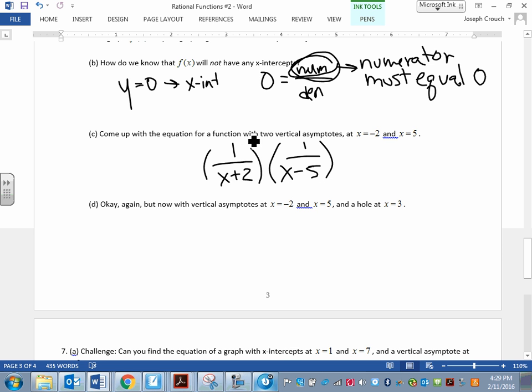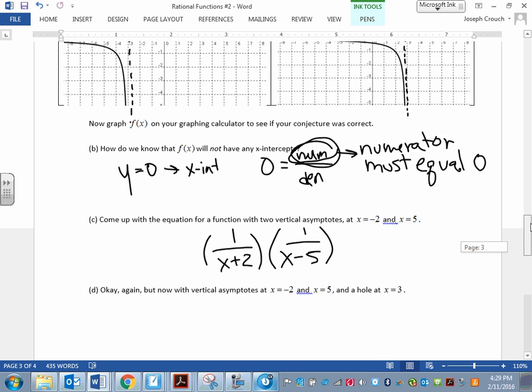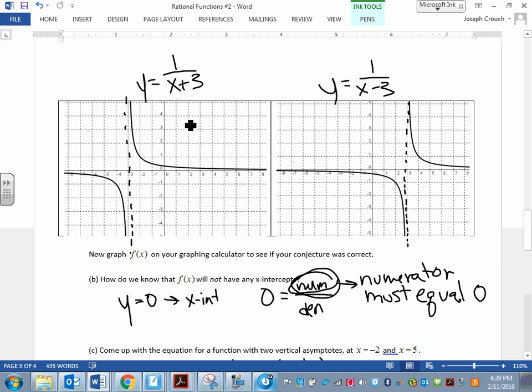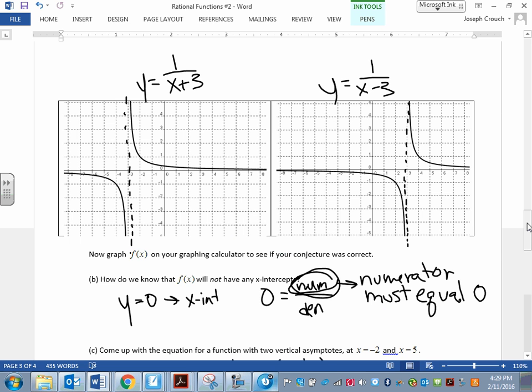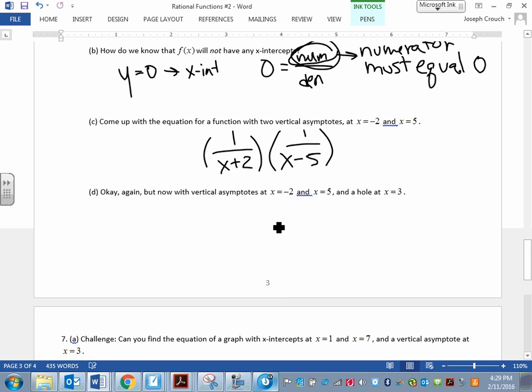And we see that that gives us both our vertical asymptotes because we just did this example where we took our 2 vertical asymptotes, one at -3 and 3, multiplied them together, and we got both of them, -3 and 3. Now, if we take our vertical asymptotes at -2 and 5 and multiply them together, I'll get both of them.